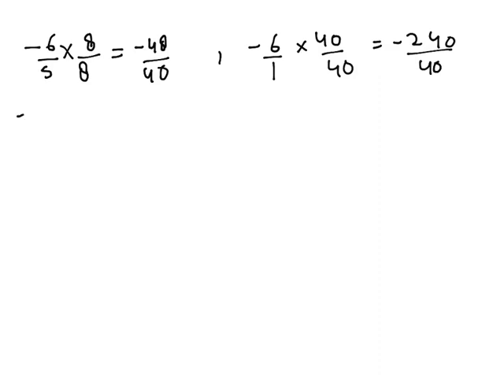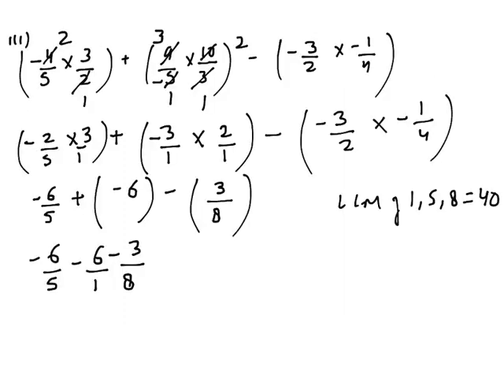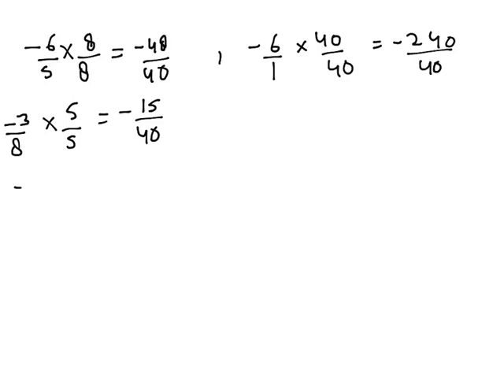Next we have minus 3 by 8. Yes, so we have to multiply it by 5. So we will get minus 15 by 40. Now let's replace all the numbers with these. So we will have minus 48 by 40, minus 240 by 40, then we have minus 15 by 40.